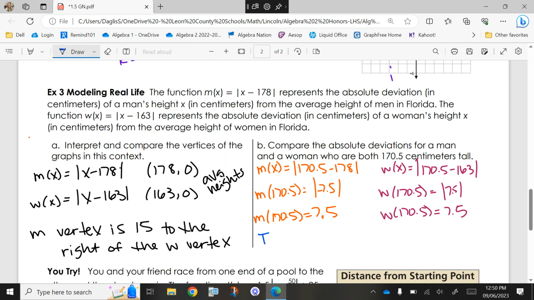Okay, so the heights of the man and woman, whoever they are, are both 7.5 centimeters from the average height.